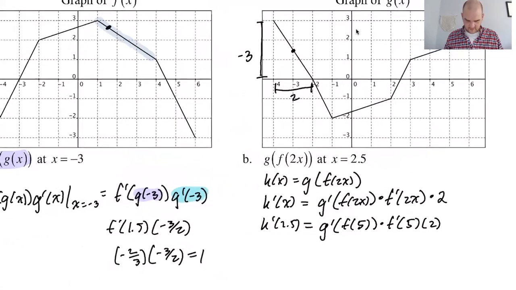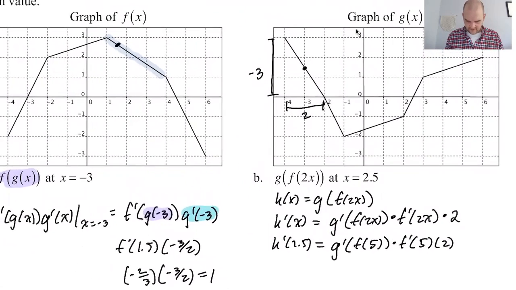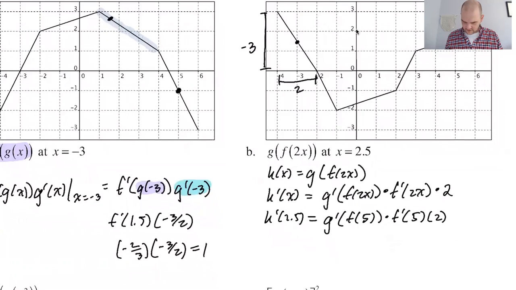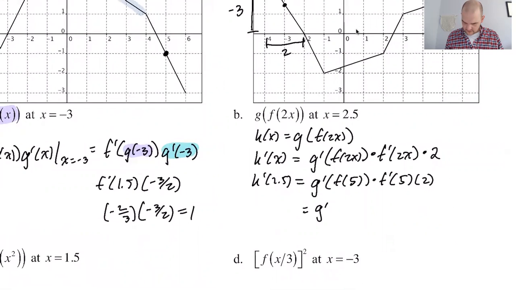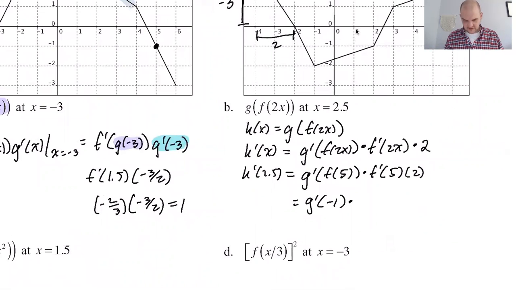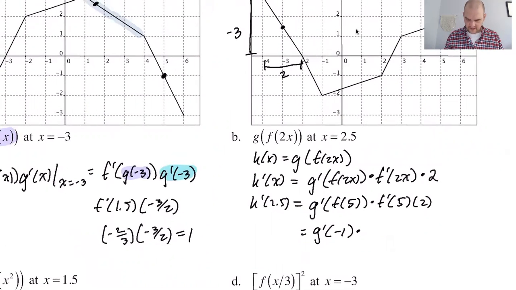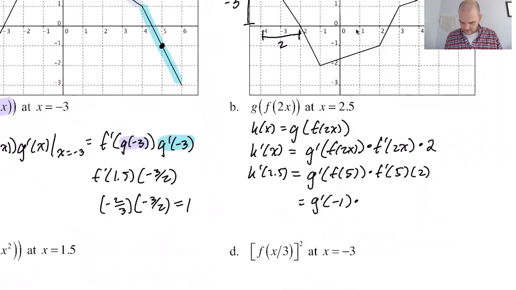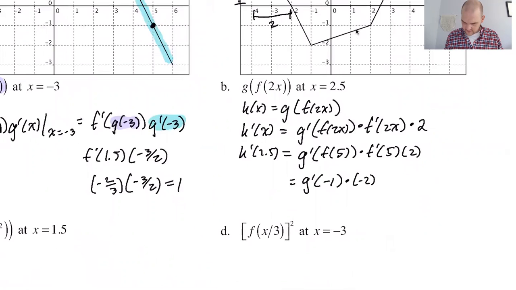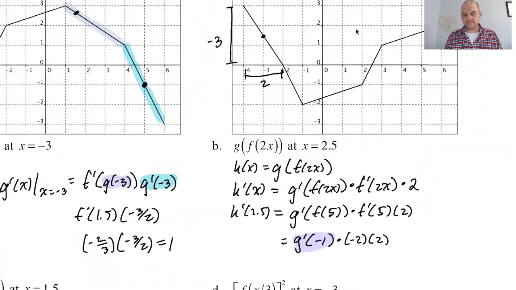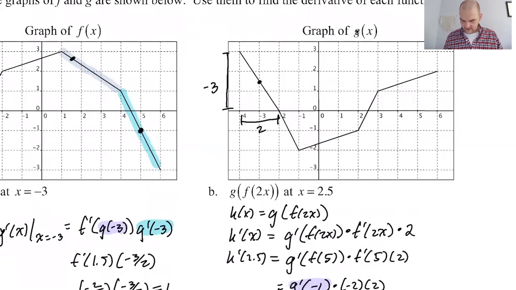All right, so we've got to start with f of 5. f of 5 is definitely -1. So we're going to try to find g prime of -1, and then we'll multiply that by f prime of 5 and 2. So f prime of 5 we can find because it's the slope of this line, which is -2. So -2 times 2. Now we've got to try to find g prime of -1, but I kind of just peeked up there. So this is the graph of g of x.